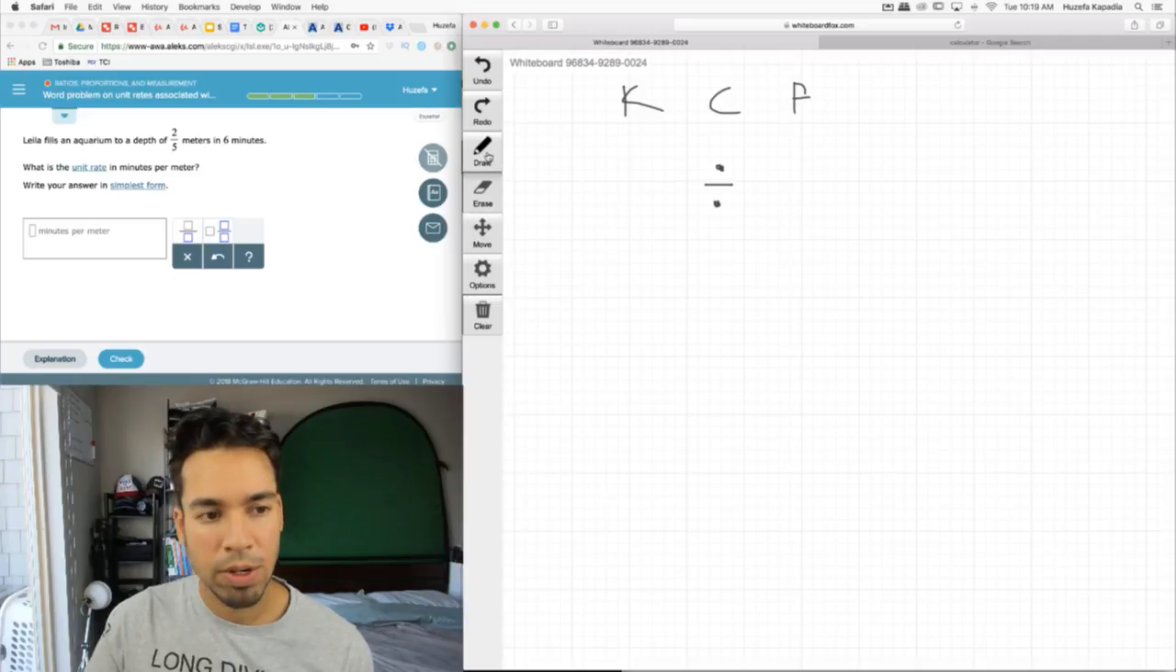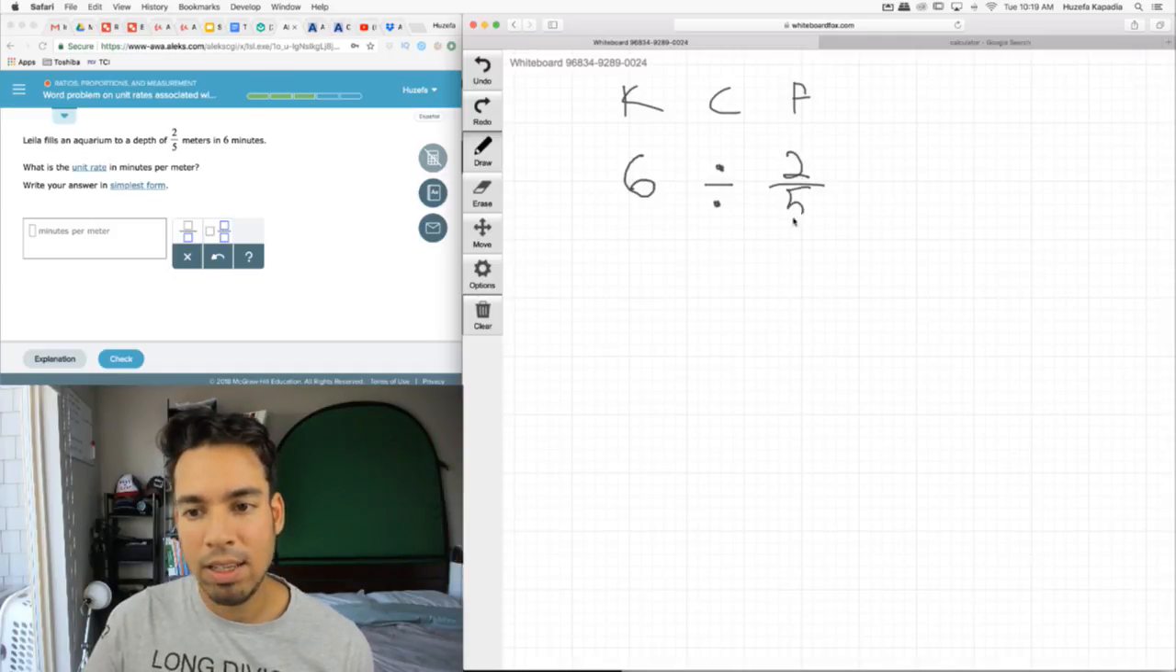Okay, and problem number 3. She fills an aquarium to a depth of 2/5 meters in 6 minutes. What is the unit rate in minutes per meter? That means minutes per meter, right? Anything that comes after the "per" is what we're dividing by.